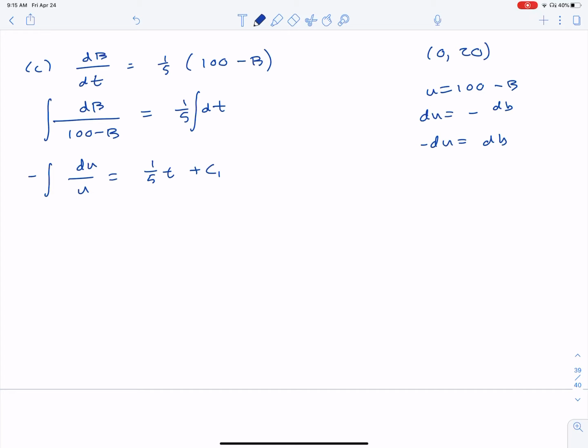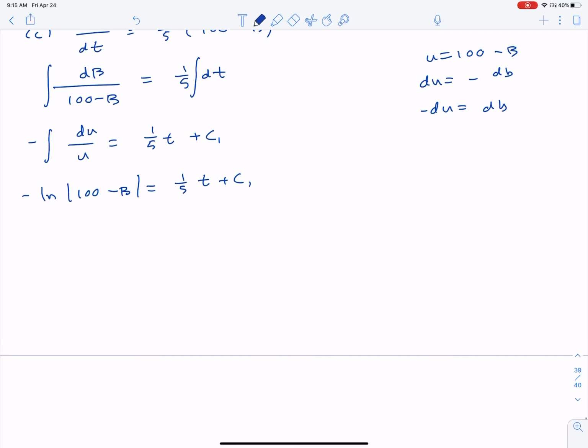Cleaning up the left hand side, this is a natural log, so this is going to be negative natural log, and u in this case is 100 minus b. Again, that equals 1/5 t plus some c. Now, we want to solve this for b. Let's get rid of that negative, so I have natural log of the absolute value of 100 minus b equals negative 1/5 t.